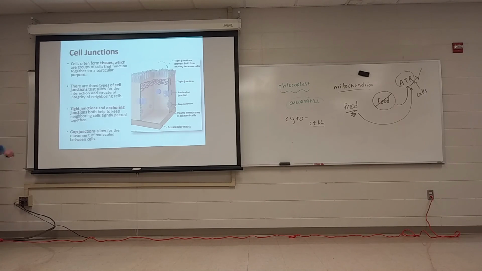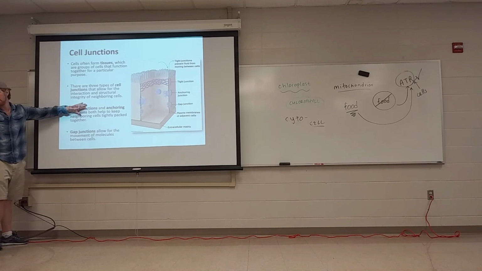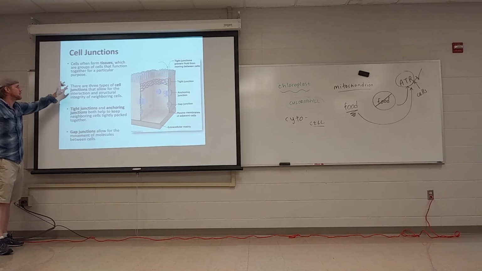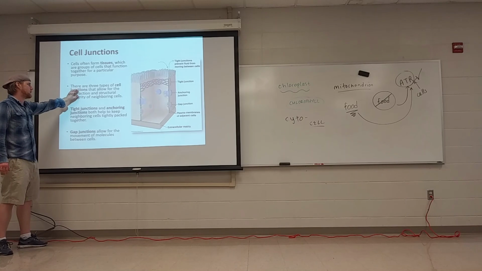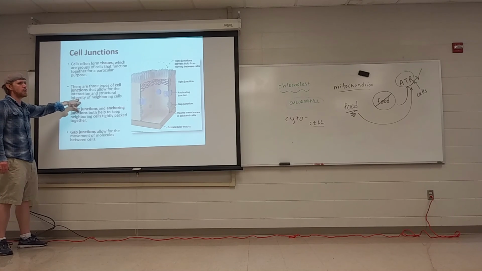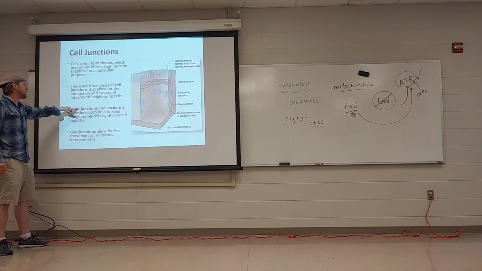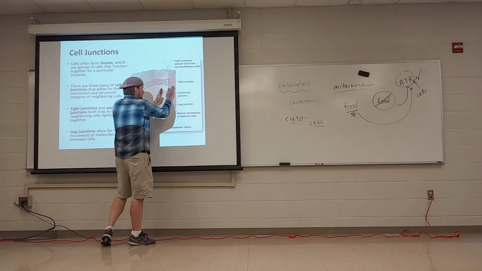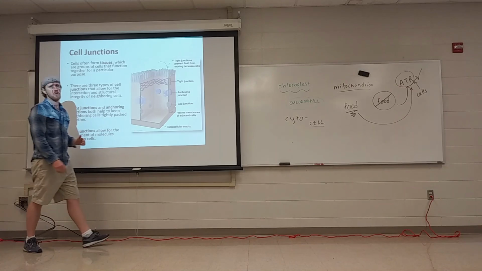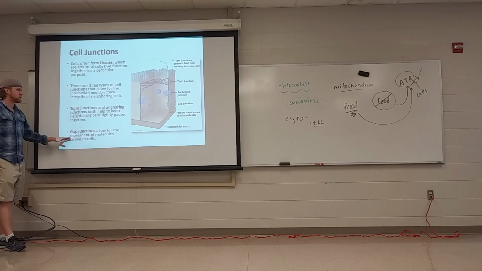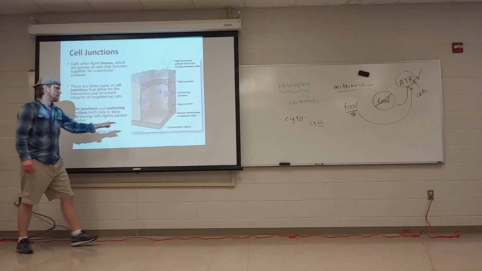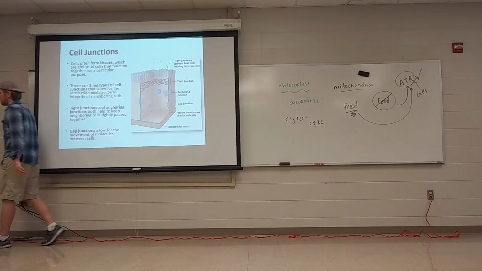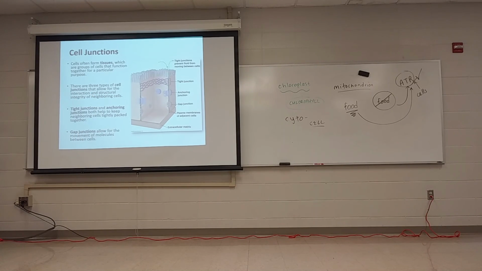Gap junctions, I kind of jumped the gun here on these terms. So cell junctions allow for the interaction and structural integrity of neighboring cells. Tight and anchoring junctions help keep cells compact together. We said that. They're made of proteins. Gap junctions allow for the transport of molecules between neighboring cells.